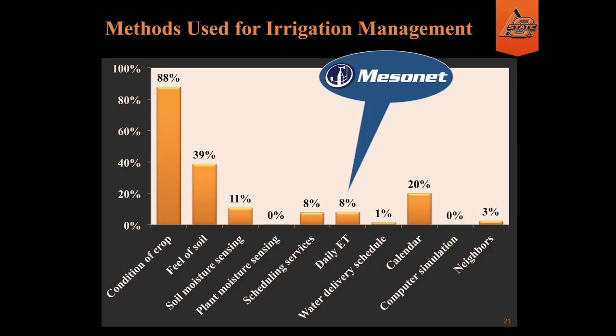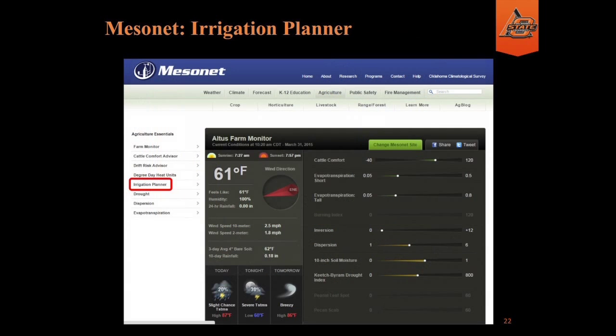About 40% of them use some type of feel of soil. And if you are very experienced, that could still work well for you. But look at the use of daily ET, and ET is evapotranspiration, the water use. It's 8%, and that's despite the fact that we have Mesonet with 120 stations all around the state, and despite we have the ET information available to all the growers. But that number is low.